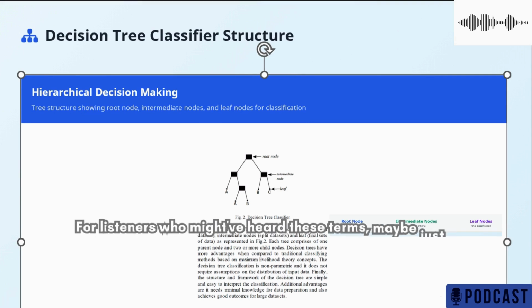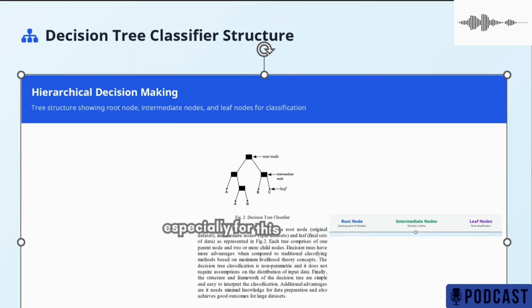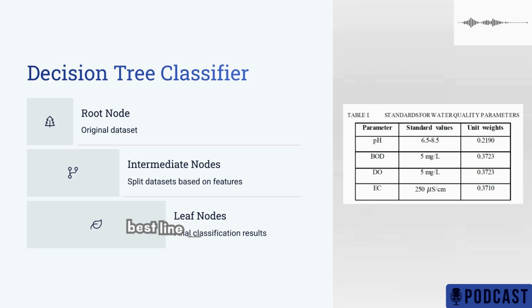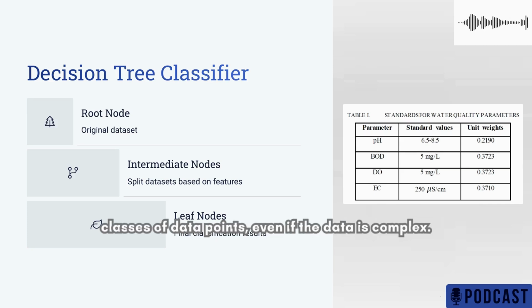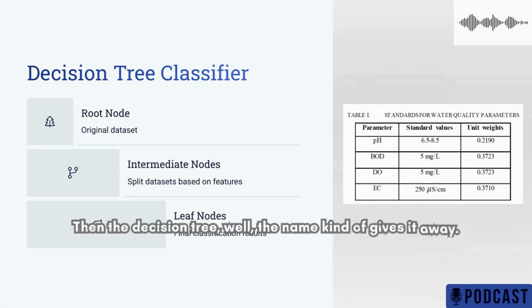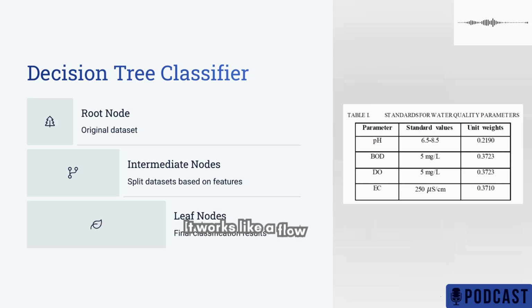Right. For listeners who might have heard these terms, maybe just a quick reminder. How do they work differently, especially for this kind of data? Sure. Very high level. SVM is generally quite good at finding the best line or boundary to separate different classes of data points, even if the data is complex. Okay, finding the dividing line. Yeah. Then the decision tree, well, the name kind of gives it away. It works like a flowchart.